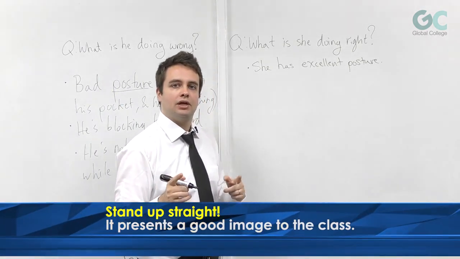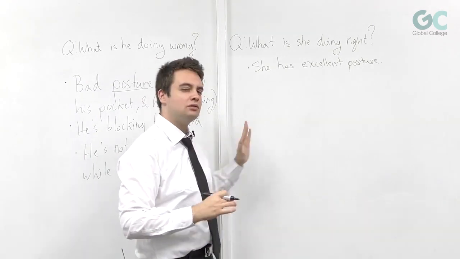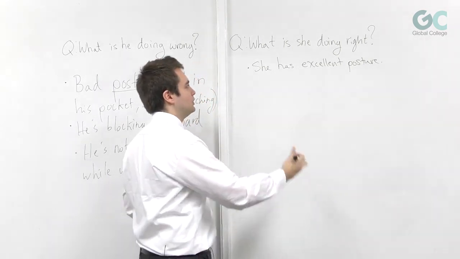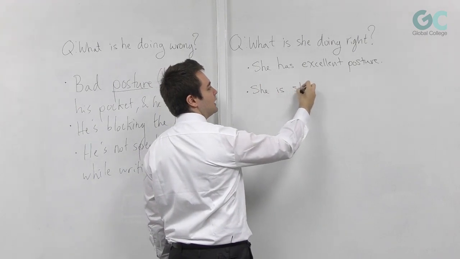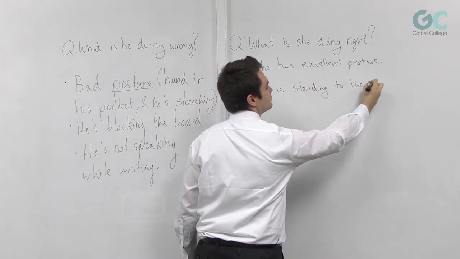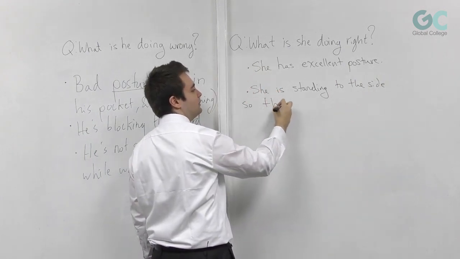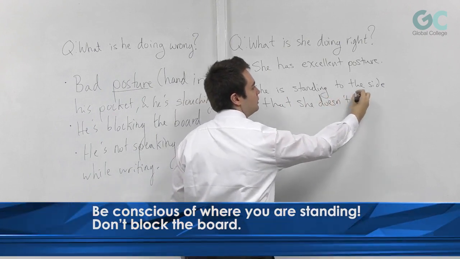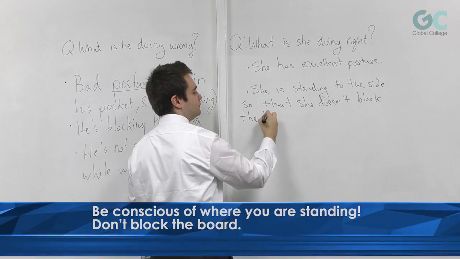But take a look at the picture again. Where is she standing, right? Unlike the male teacher, she's not blocking the board, right? She's not right in the middle of the board. So what is she doing? She is standing to the side so that she doesn't block the board.